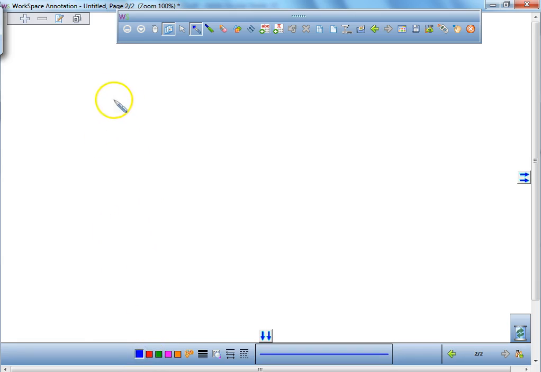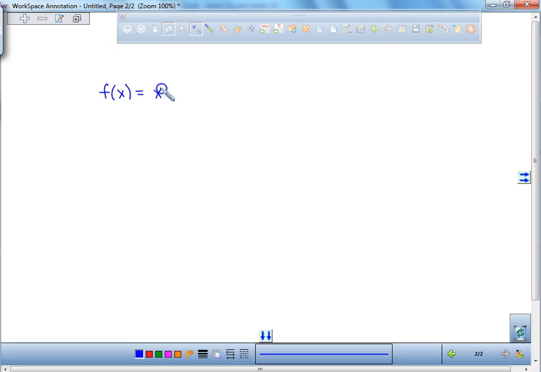I'm going to make 3 functions. I'm going to call one of them f of x. I'm going to call f of x just x squared. I'm going to call g of x, we'll just do x minus 4, and then we'll call h of x, we'll call it 2x plus 3. So there we go. f of x, g of x, h of x.